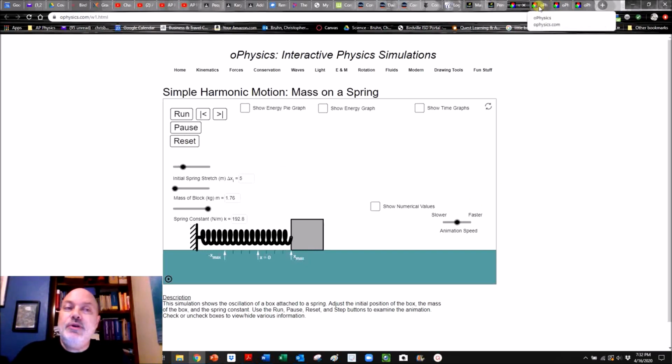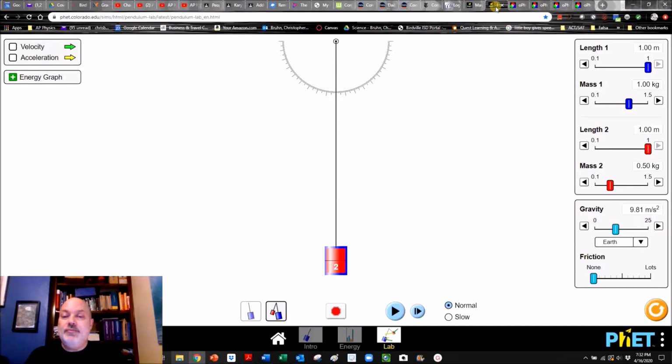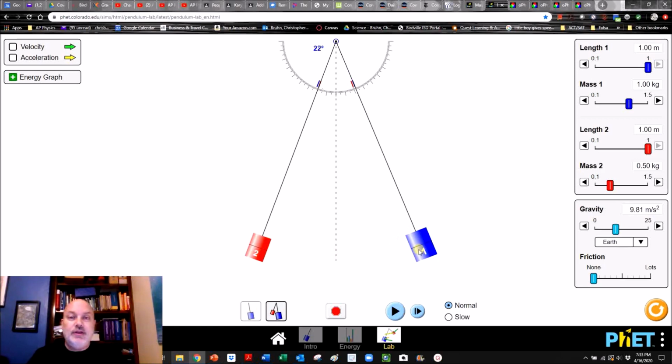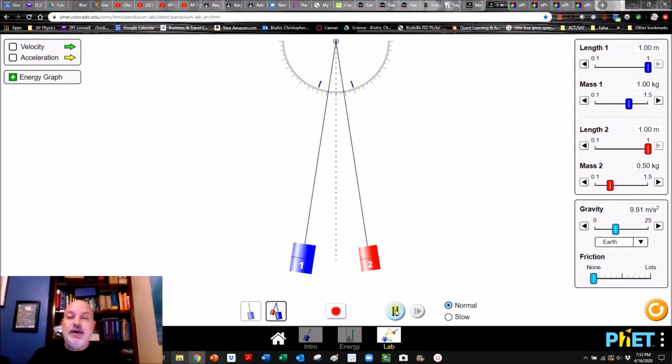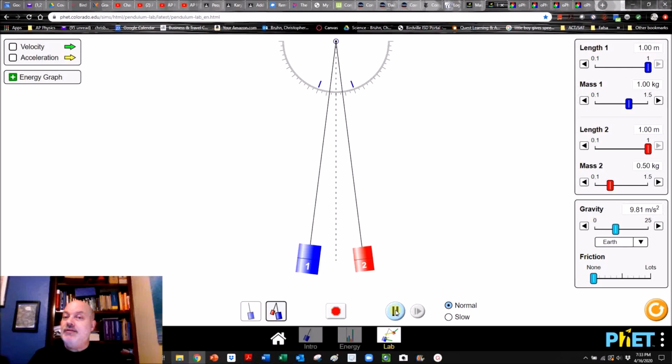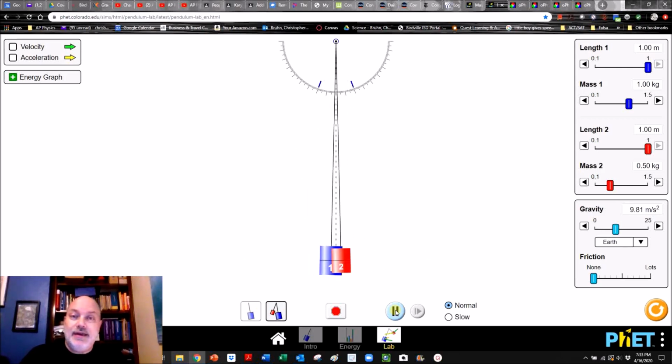Now let's take a look at a simulation for a pendulum. So here I have two different pendulums. I'm going to move one of them out to 20 degrees to the left and another 20 degrees to the right, so they're the same. And if I hit run, one's got more mass than the other one. You would expect that maybe they would take different time periods, but their time periods are exactly the same.